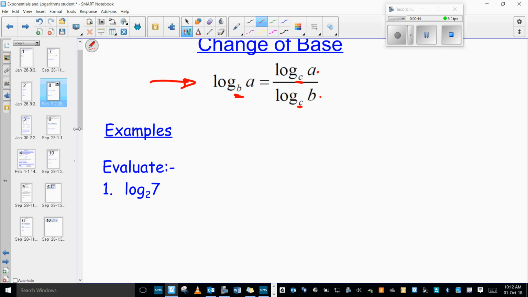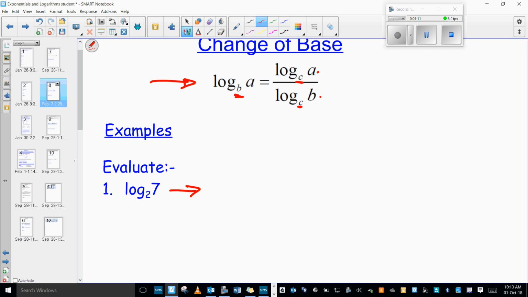And if this was on the calculator paper, you would be able to just chuck that in, okay? But before, you would have to change it to base 10. So if I were to change this to log base 10, what would I do? I want to change it to log base 10. It's currently log base 2.